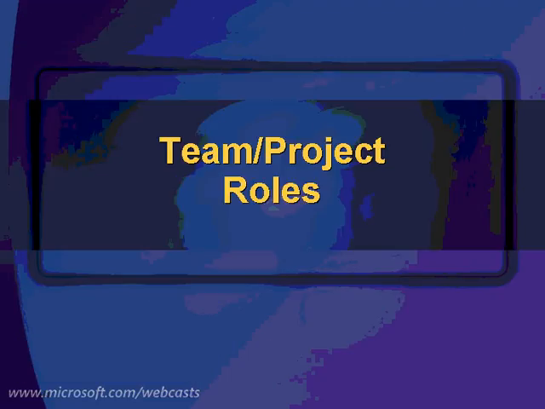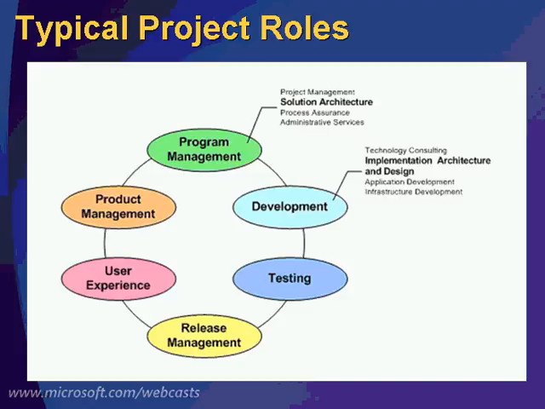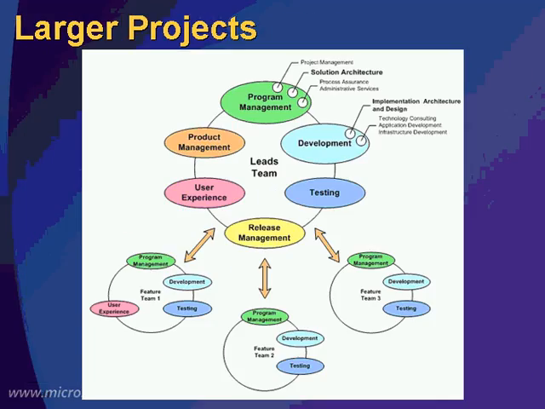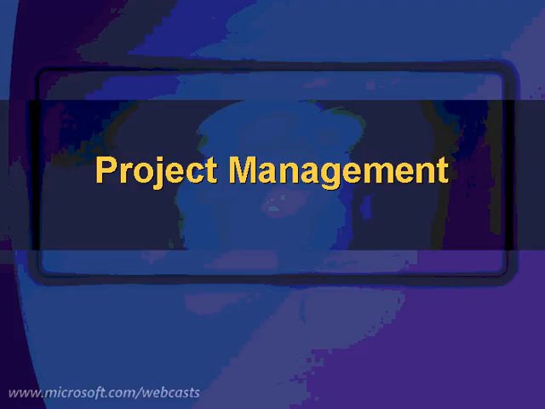So let's switch gears. Let's talk about team project roles in terms of an implementation. So these are some of the typical project roles if you're using the Microsoft Solutions Framework. We have different roles in a project, things like program management, product management, user experience, release management, testing, and development. And a lot of times the same person can wear the same hat here. It doesn't mean these are all separate people doing these things. For larger projects, you may also need to create sub-teams to handle different feature sets. And within those sub-teams, you'll also have these teams handling these different roles and so forth.